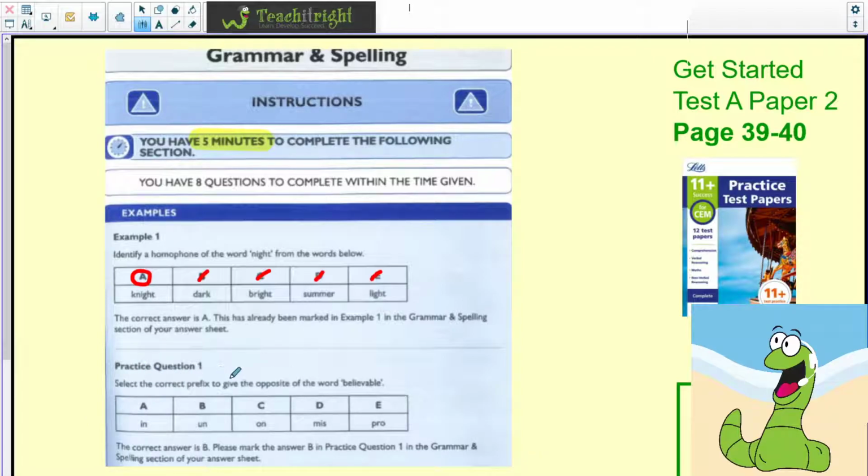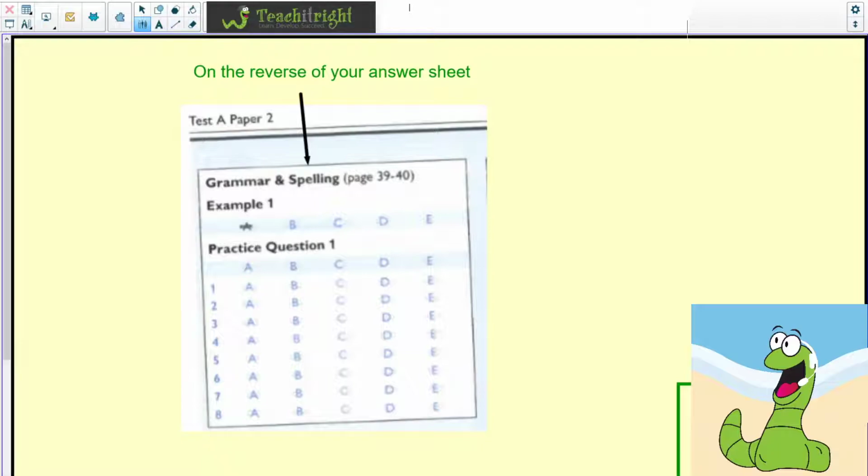Practice question 1, and we'll do that one. Select the correct prefix to give the opposite of the word believable. Is it unbelievable, disbelievable, misbelievable, or pro-believable? So the right prefix to go in front will be unbelievable. So it'll be UN, so it'll be B. If we go back to our multiple choice sheet, we will need to mark practice question 1 as B. And then what you'll be able to do is work down through those 8 questions and mark those all off.